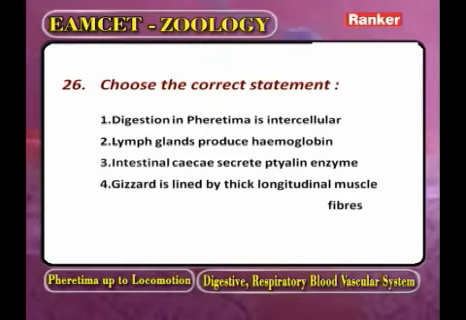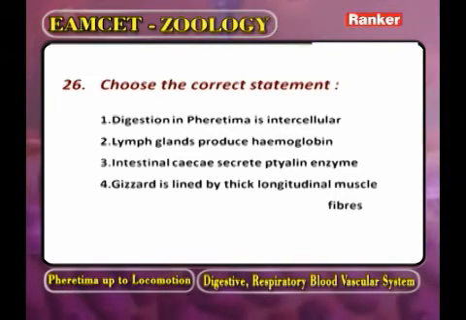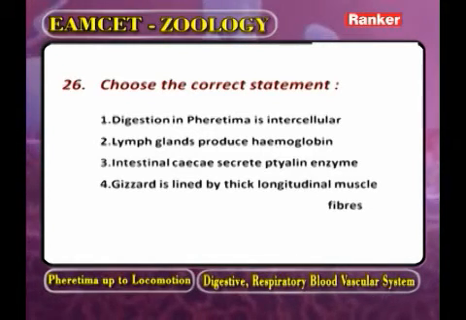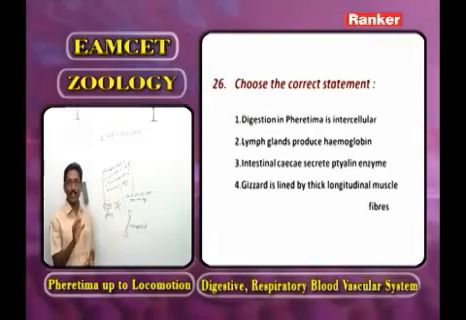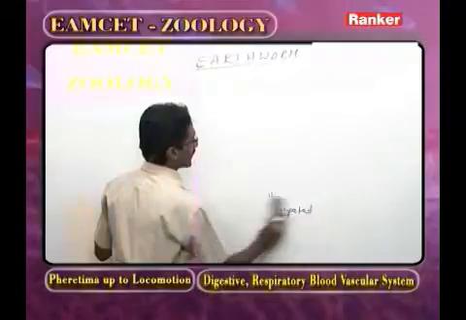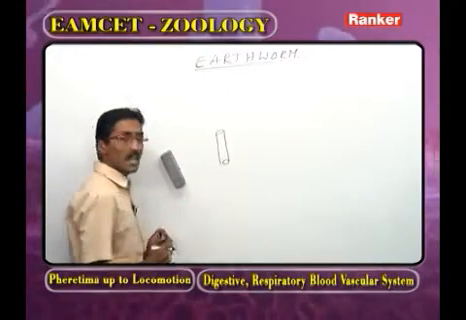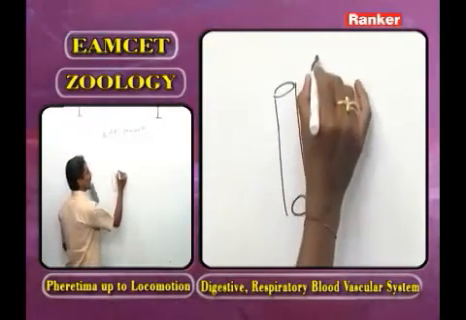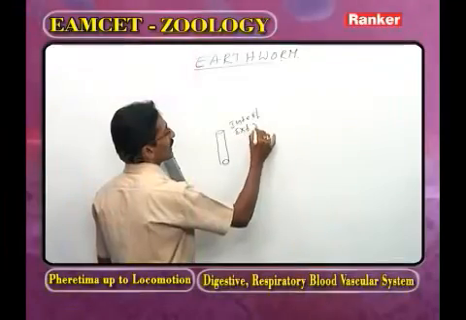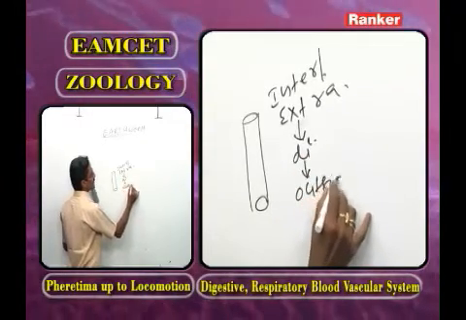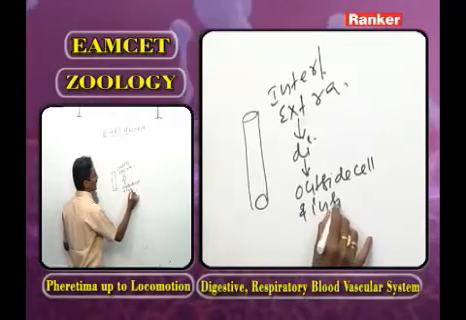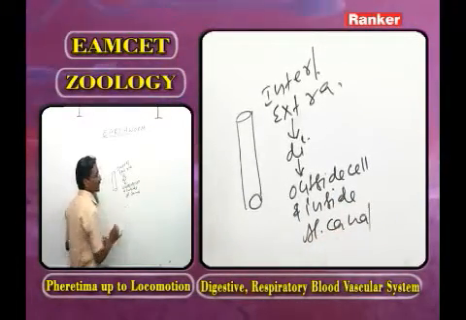Choose the correct statement. The first one is, digestion in Pheretima is intercellular. Second, lymph glands produce hemoglobin. Third, intestinal caecae secrete ptyalin enzyme. Fourth, gizzard is lined by thick longitudinal muscle fibers. Already we got some information regarding this. Before going to these statements, this is the alimentary canal. From Annelida onwards up to human beings, what type of digestion is there? That is intercellular or extracellular. What is meant by extracellular? The digestion takes place outside the cell and inside the alimentary canal.